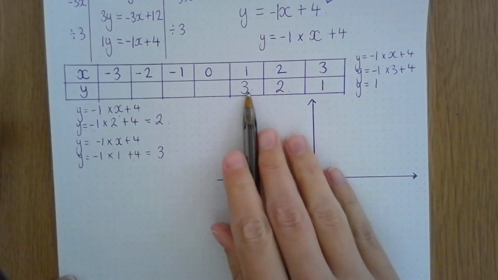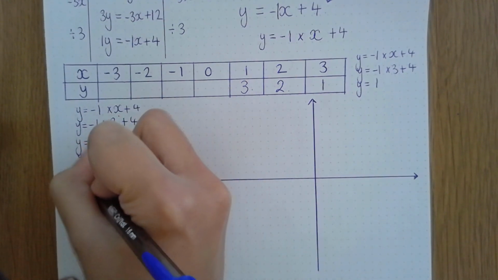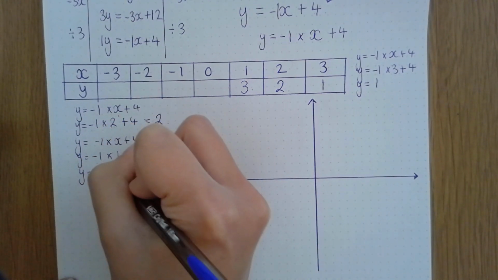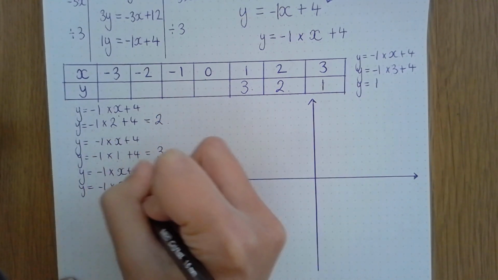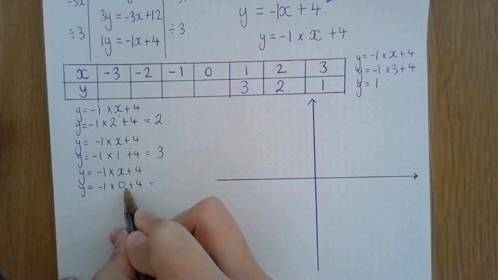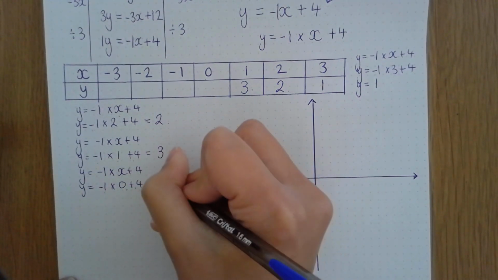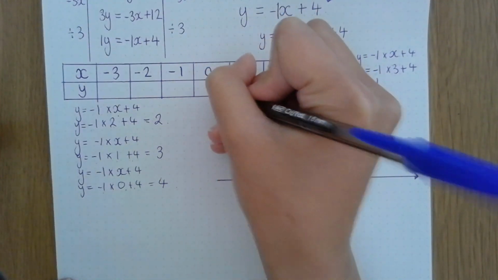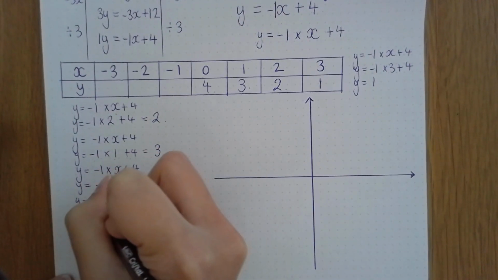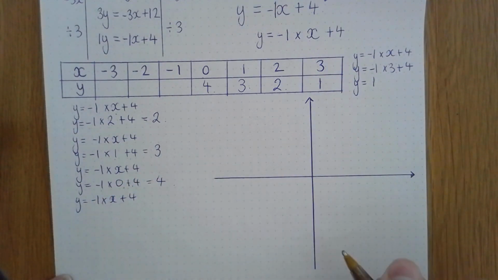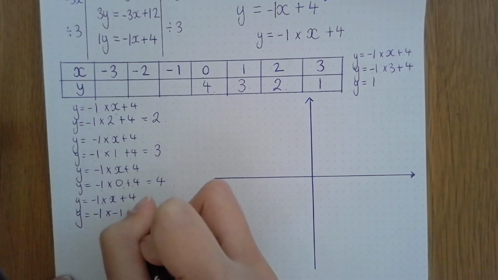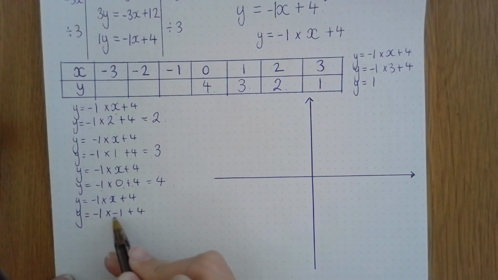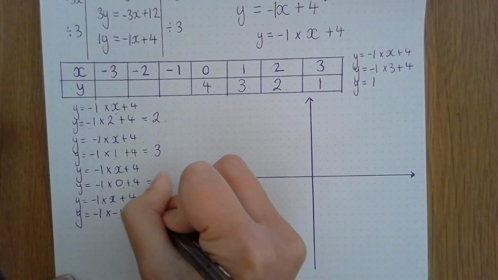So you should already be able to see a pattern. So y equals negative 1 times x plus 4. So now we're going to use 0. Negative 1 times 0 plus 4. Well, negative 1 times 0 is 0. 0 plus 4 is 4. So 4 goes in that box. Y equals negative 1 times x plus 4. So this time we're using negative 1. So y equals negative 1 times negative 1 plus 4. Negative 1 times negative 1 is 1. 1 plus the 4 is 5.